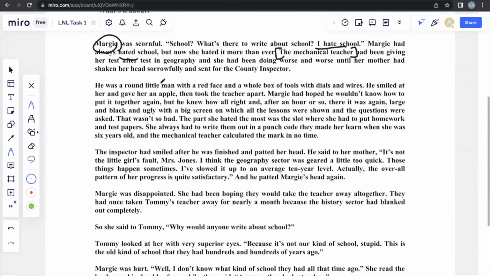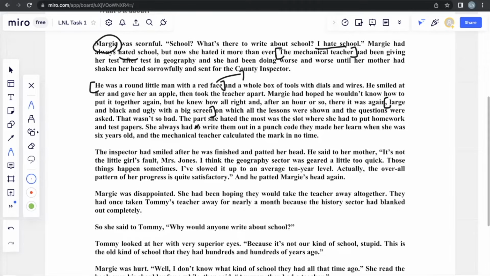Moving on, he was a round little man with a red face, which is a description for the county inspector, and a whole box of tools and dials and wires. He smiled at her and gave her an apple. He took the teacher apart. Margie had hoped he wouldn't know how to put it back together, but he knew how all right. And after an hour or so, there it was again. Large and black and ugly with a big screen on, which is basically a description for the mechanical teacher, on which all the lessons were shown and the questions were asked. That wasn't so bad.